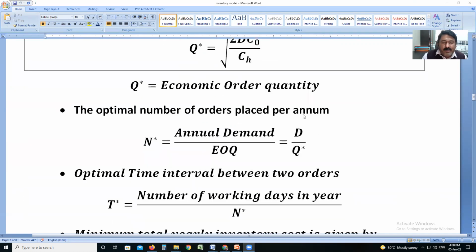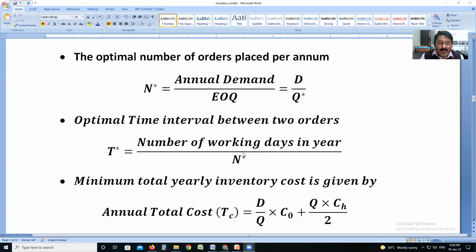So the optimal number of orders placed per annum is equal to annual demand divided by EOQ. This we have already discussed. Optimal number of orders is equal to number of orders. If I generalize, then it is annual demand divided by quantity. If I say optimal number of orders, it is annual demand divided by EOQ. So D divided by Q star.